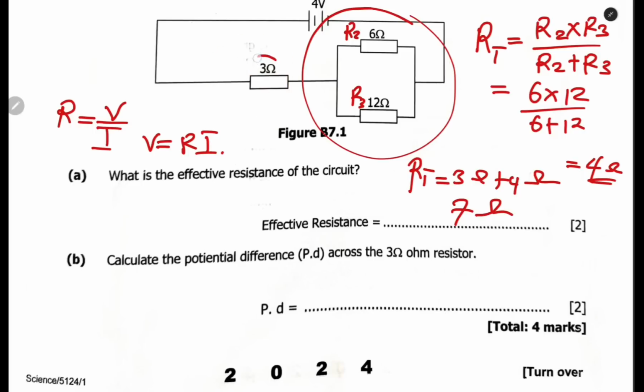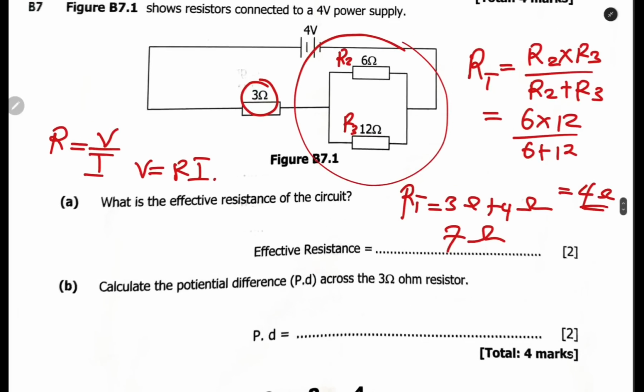Now for you to find the current, we are considering this one to be in a series connection. So current in a series connection is just the same as the total current in the circuit. So for us to find the current right here, we are going to find the total current in the circuit. And for us to find the total current, we are going to divide total voltage by total resistance.